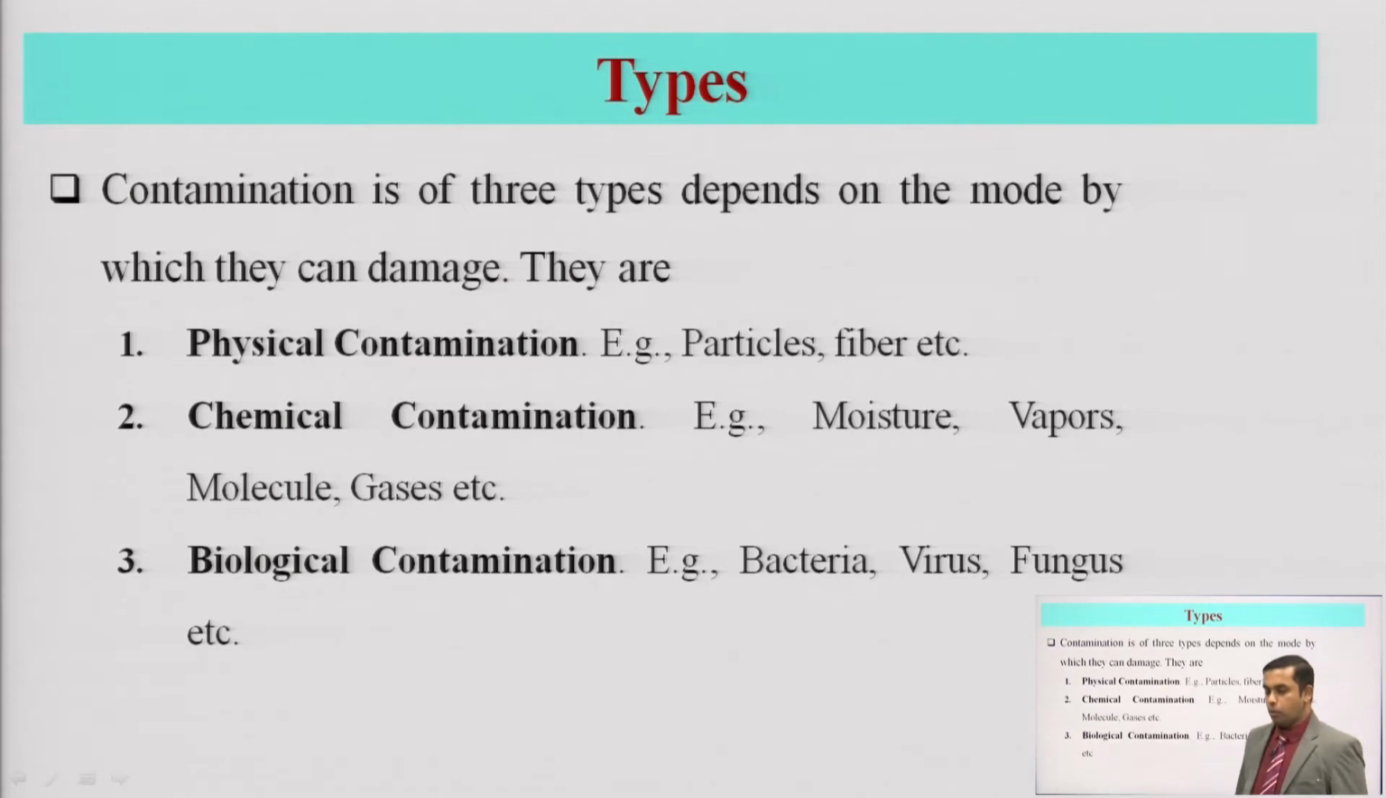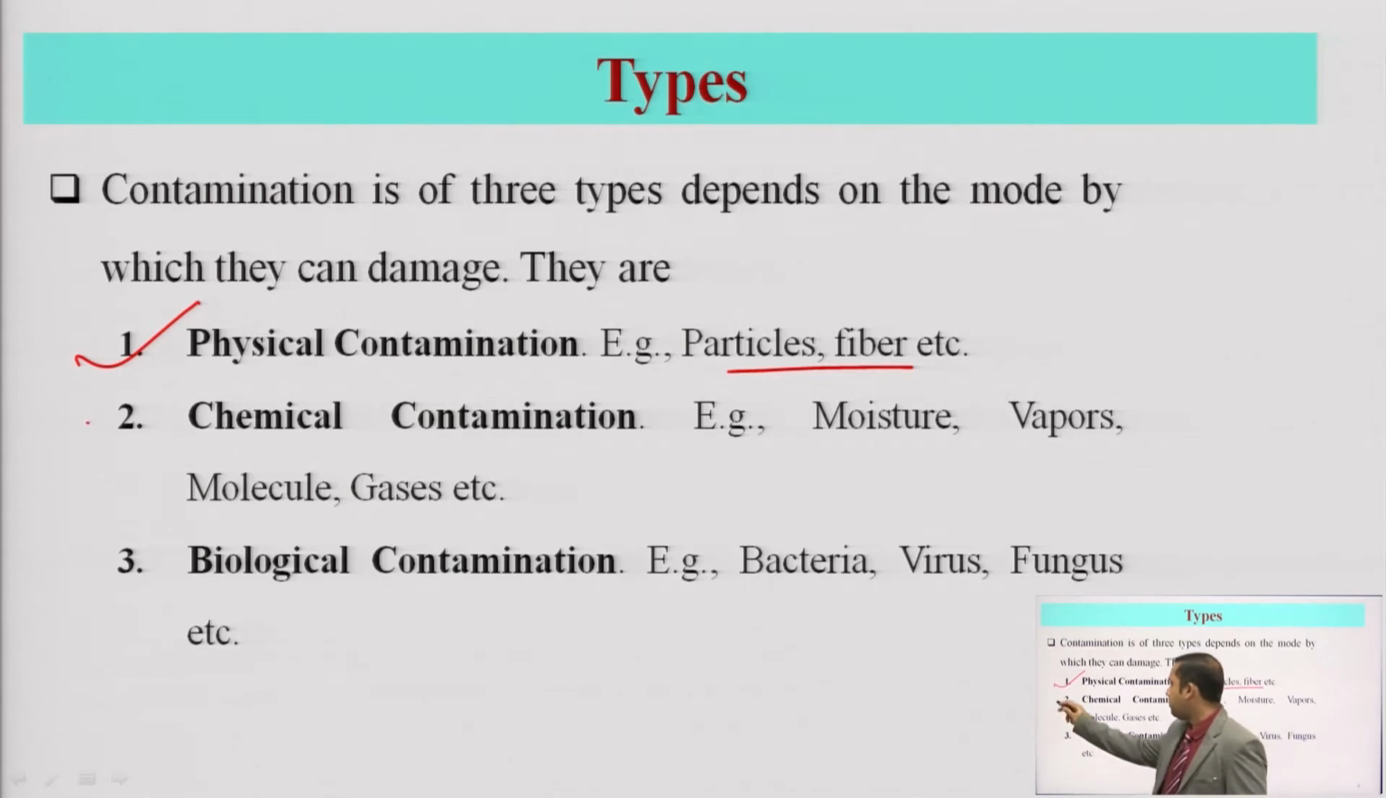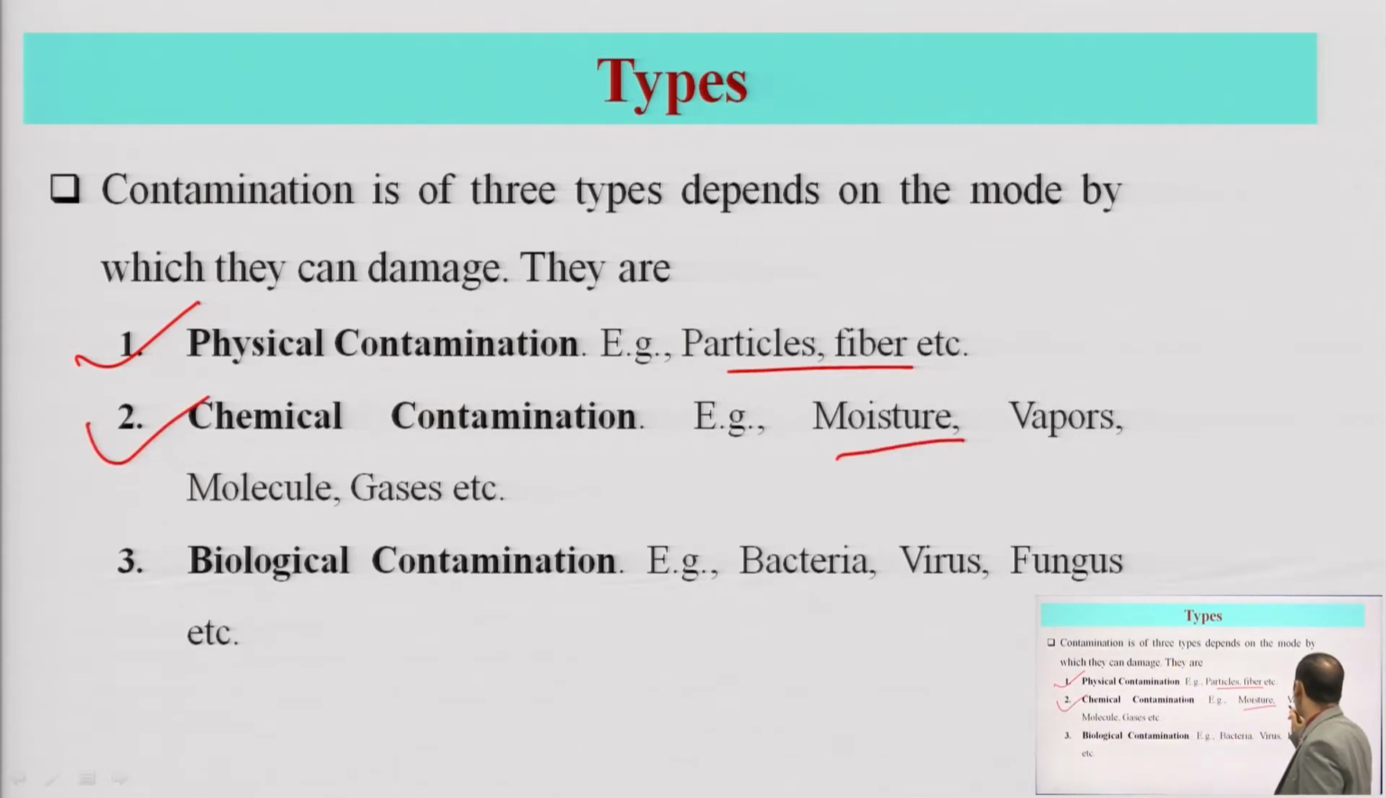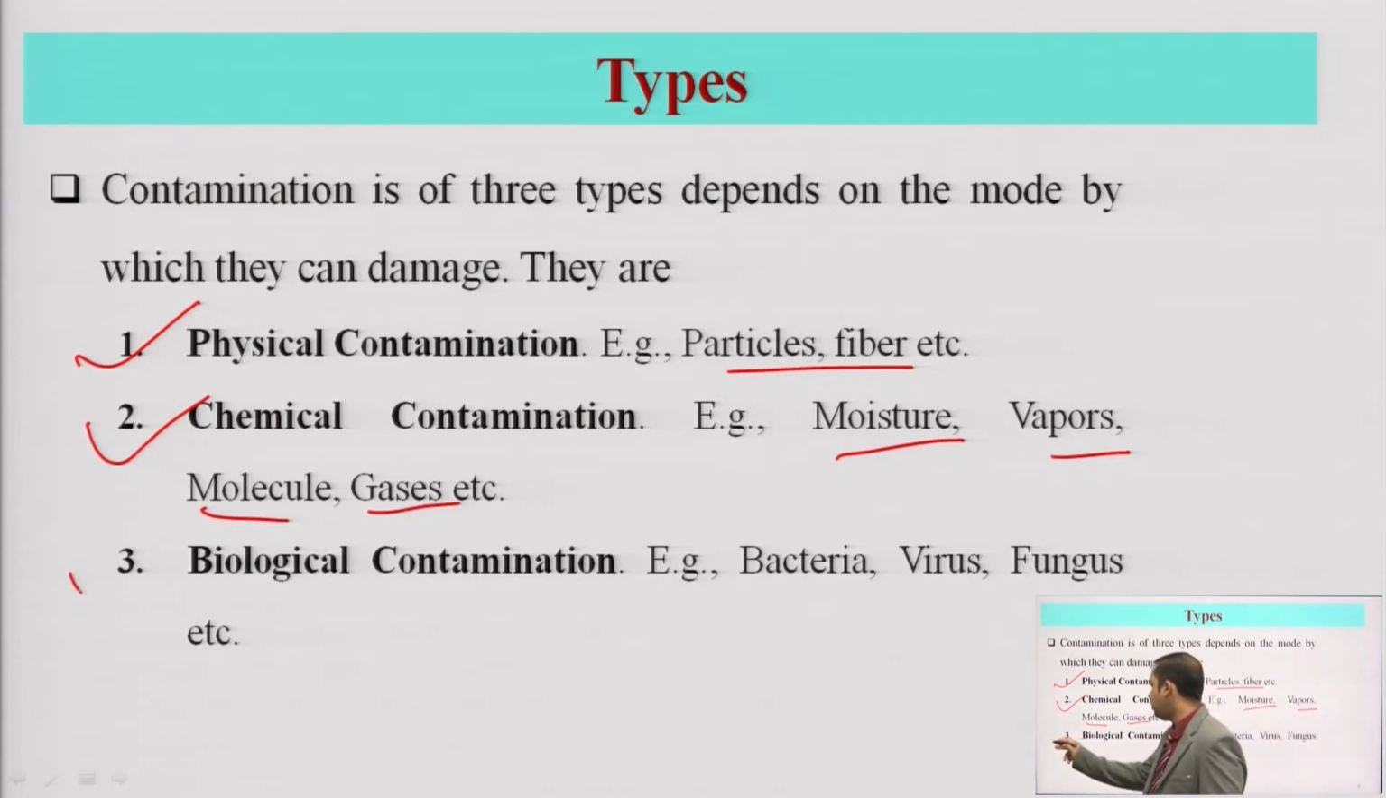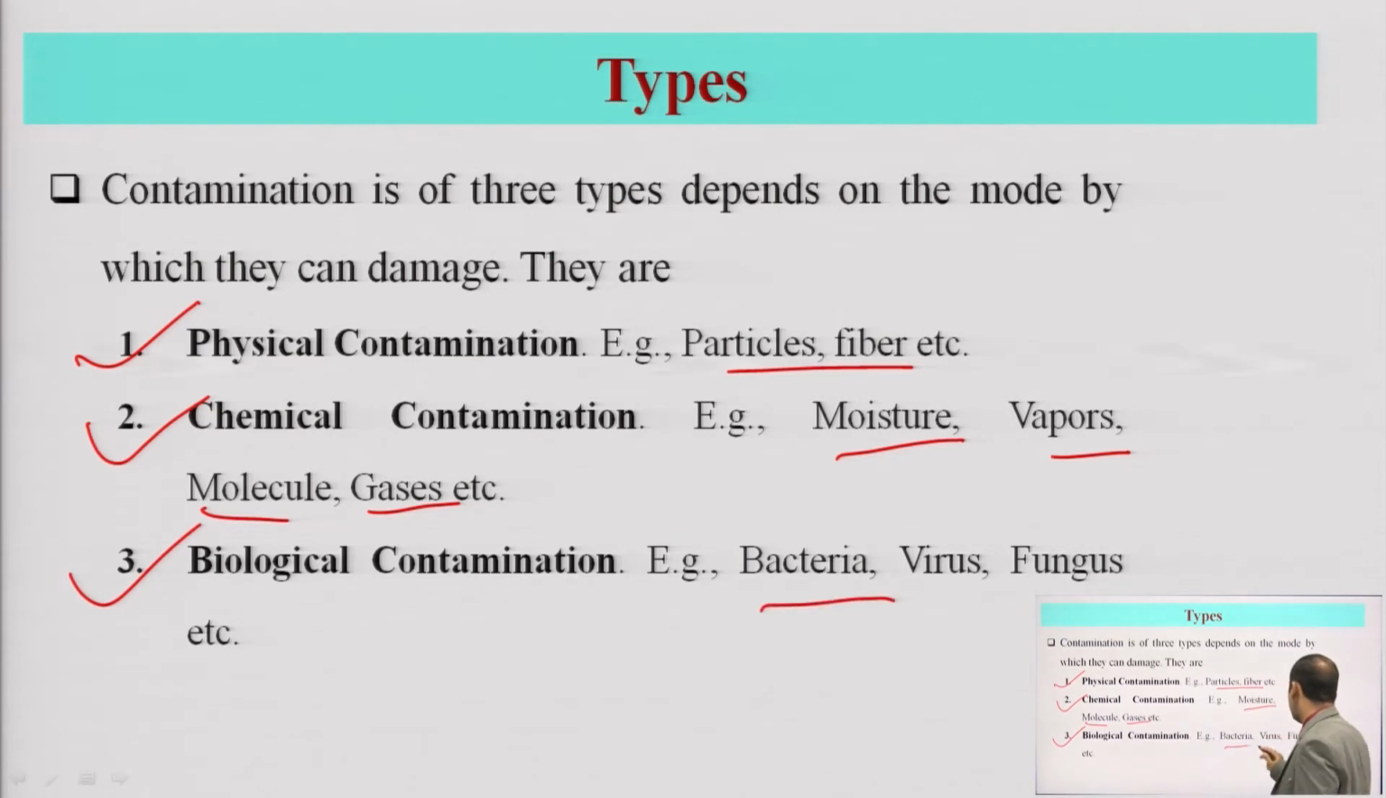Now, what are the types of contamination? The most common type is physical contamination, like particles, fibers, etc. Chemical contamination also happens, for example moisture, vapor, various kinds of molecules or gases. And there is also biological contamination, like bacteria, viruses, fungi, etc. So, these are the various types.